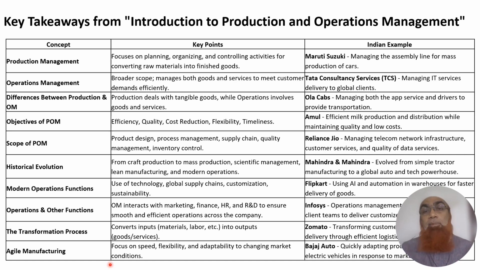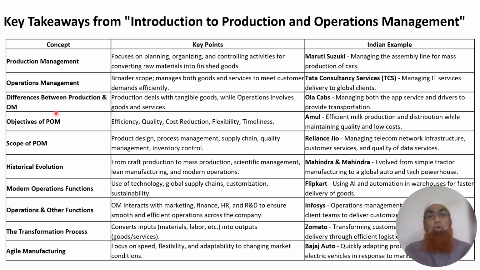Now this is the comparative table, which is about various things that we have discussed so far with various examples. When we talk about production management, this is a summary of the overall discussion. Production management focuses on planning, organizing, and controlling activities for converting raw material into finished goods. So production management is only converting raw material into finished goods. For example, Maruti Suzuki managing assembly lines for mass production of cars, which is an Indian example. Now, operations management has a broader scope, managing both goods and services to meet customers' demands efficiently. For example, TCS, which is Tata Consultancy Services, managing IT services delivered to global clients as well.